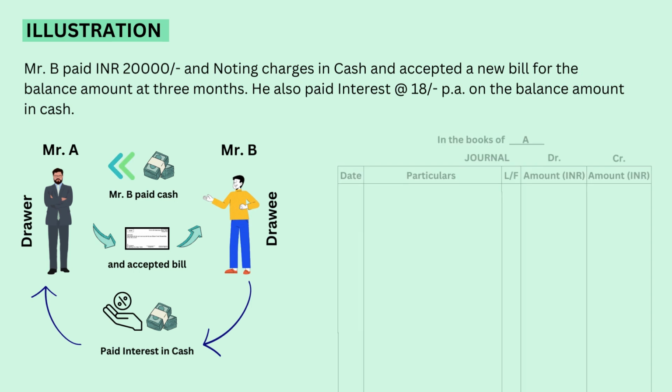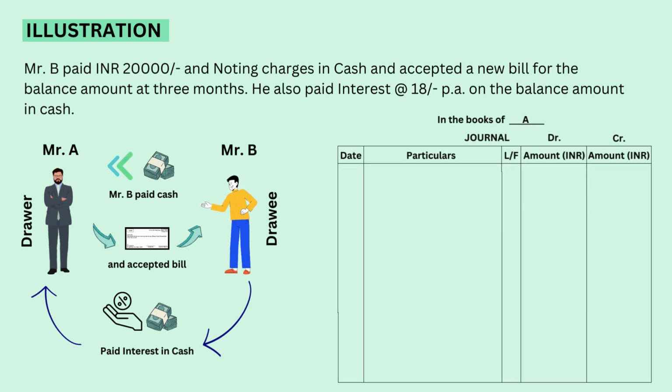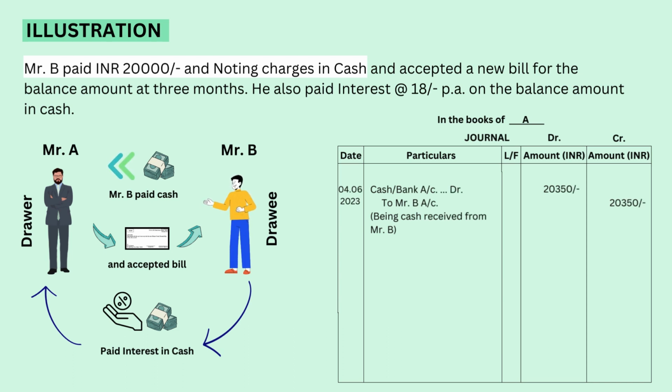In the books of Mr. A, Mr. B paid rupees 20,000 and noting charges in cash. Amount of noting charges are 150 plus 200, that is 350. So total amount will be 20,350. We shall pass the first journal as cash or bank account debit rupees 20,350 to Mr. B account rupees 20,350.